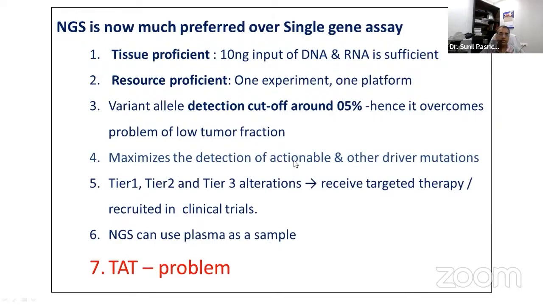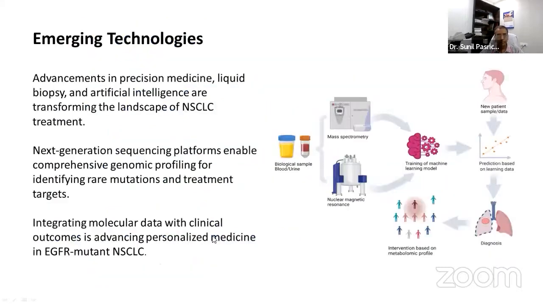You can classify the alterations as tier 1, tier 2, and tier 3 alterations, and based upon the category, the patient can receive targeted therapy or can be recruited in a clinical trial, which is a need of ours. And NGS's bigger strength is that it can even use plasma as a sample. However, turnaround time is still a problem.